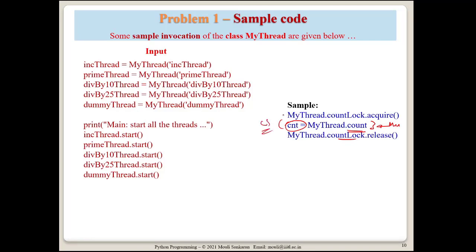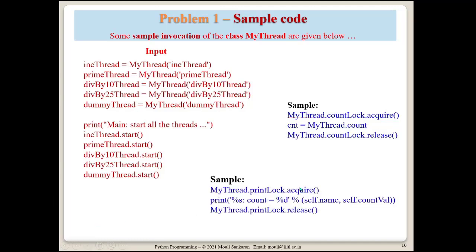Just acquire is enough. You don't have to check if it is true or anything. This thread's control will be blocked if the lock is not acquired. And when you come down, you are assured that you have the lock with you. So you read it, do whatever you want, and then release it. That's all. That's what you need to do, acquiring and releasing.